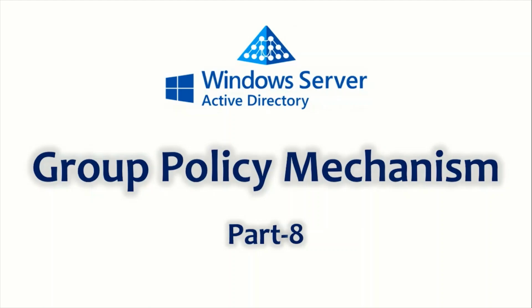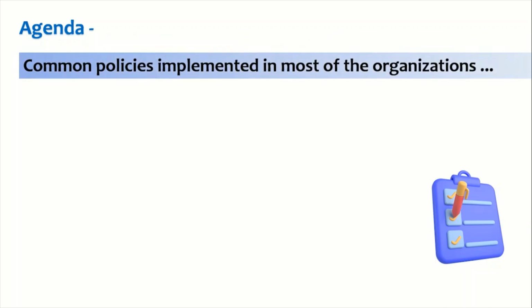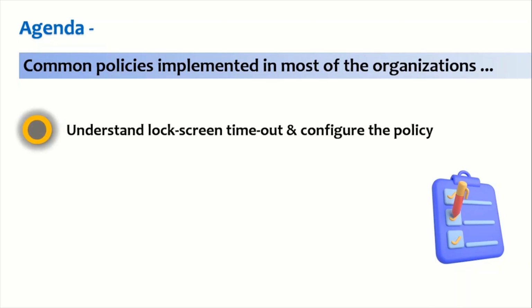So we will be again continuing our group policy mechanism, and today will be part 8. In part 7 we configured the logon banner and the corporate wallpaper. In today's session we will continue with common policies implemented in most organizations, and today we'll be looking at screen lock timeout and configuring this particular policy.